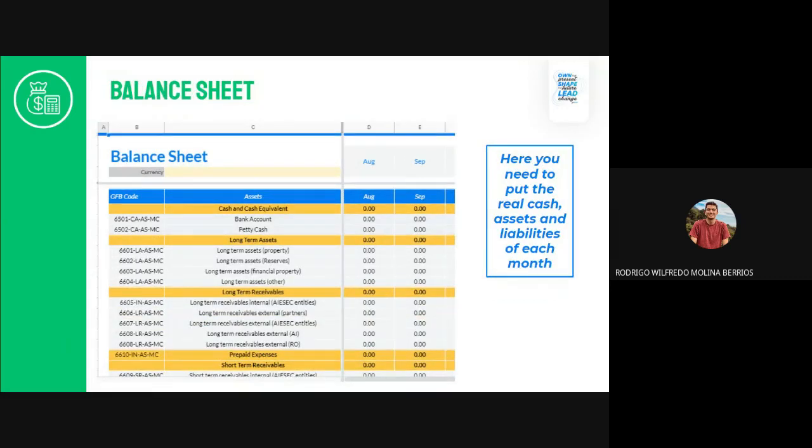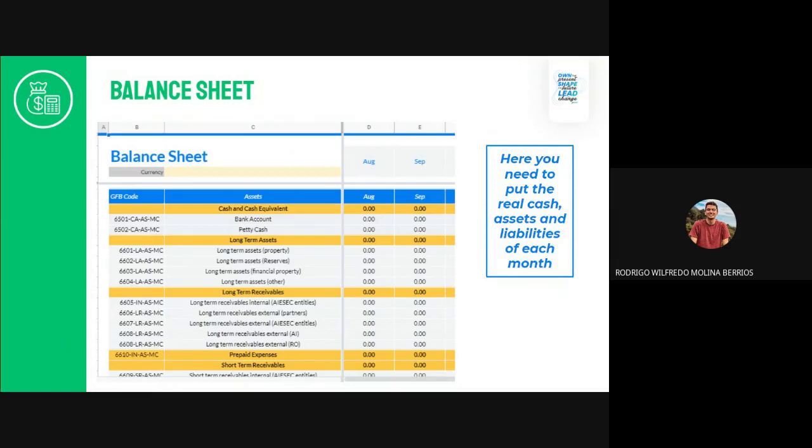After having the revenues and the costs, you will have to fill out the balance sheet, where you will place how much money you had at the end of the month in your bank account and petty cash, and the assets and liabilities you ended that month with. If you have more debt, you will place more liabilities, and if you have more assets, you will place more assets, depending also on how you divide the information according to the chart of accounts.